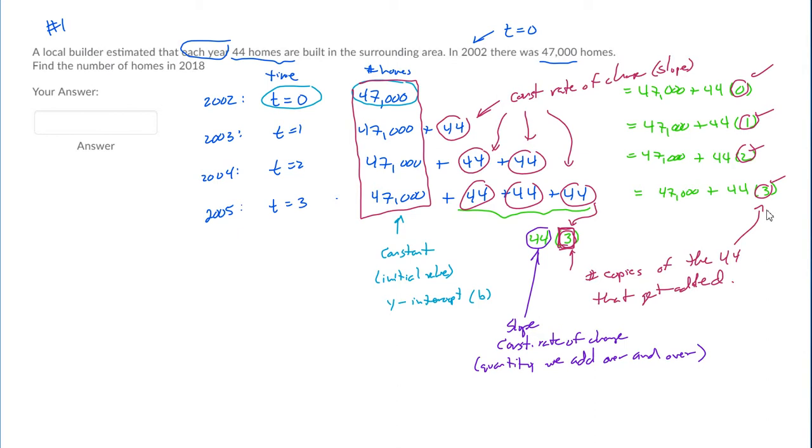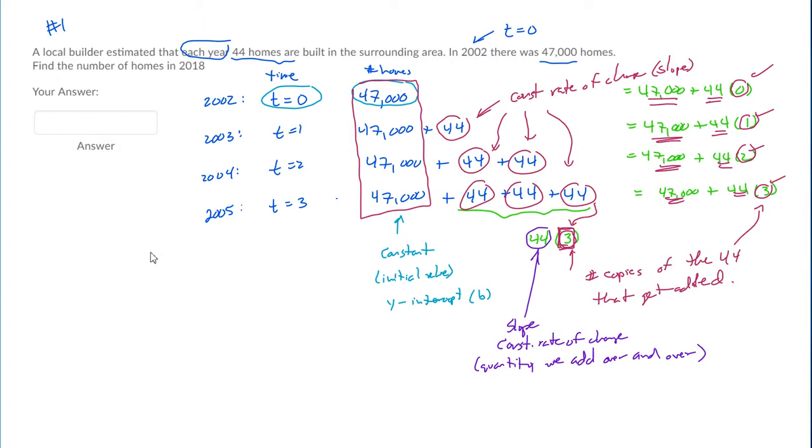Okay, everything else is staying the same. The identity of the 44 is staying the same, the 47,000 staying the same every year. All that's changing is the number of 44s, which is kept track of by this T or X, whatever label you want to give to it. Okay, so we're using T for time here.